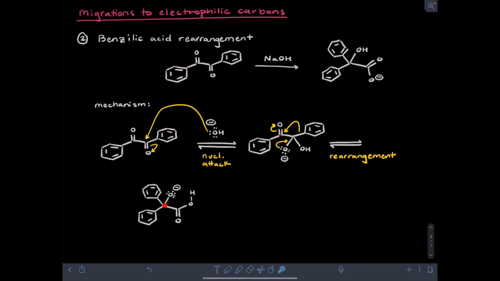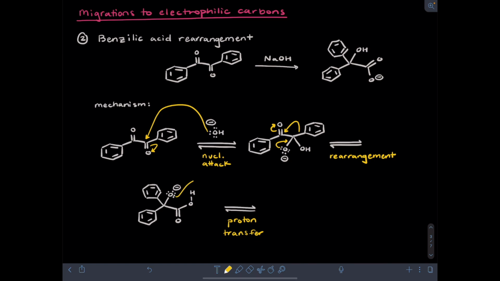Then the carbon that was formerly the carbonyl on the left now has an anionic oxygen and both phenyl groups attached to it. Thinking about acids and bases, this molecule is not in a particularly stable form because the anionic oxygen is a strong enough base to deprotonate the carboxylic acid within the molecule.